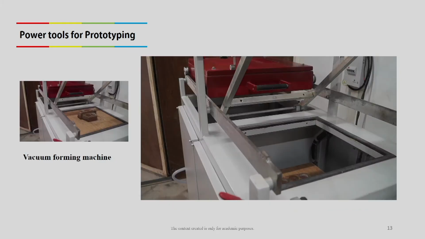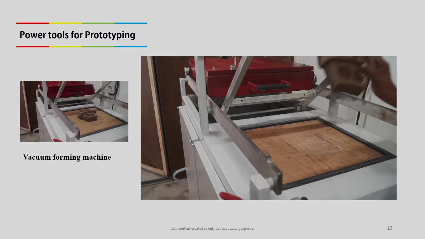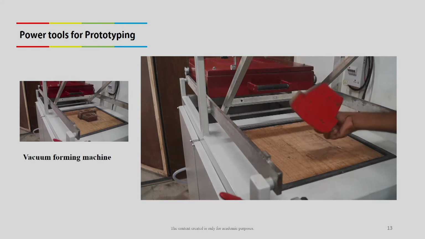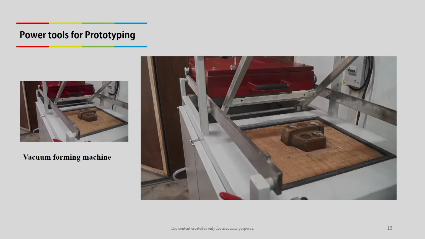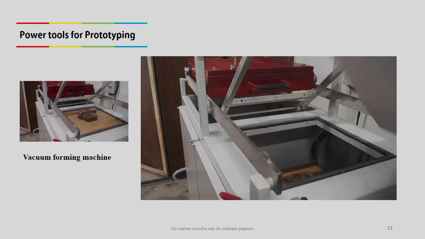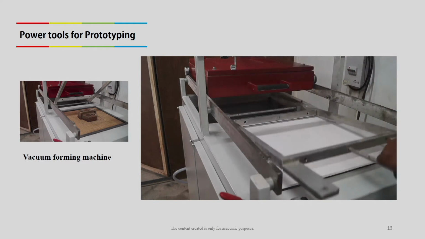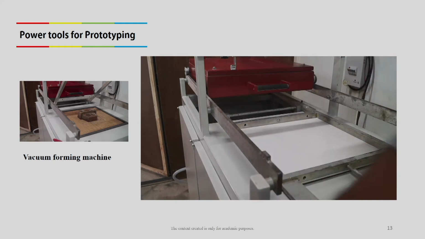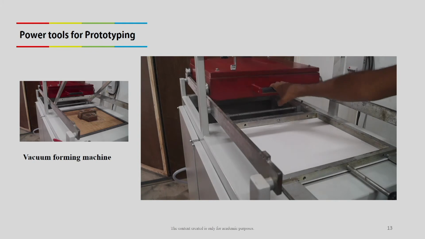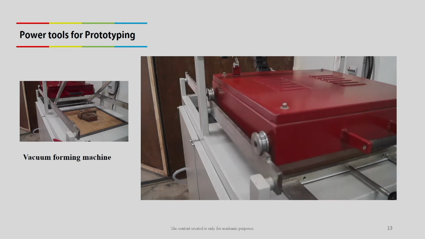Another power tool is vacuum forming machine. So, the vacuum forming machine is very important in prototyping because it gives different kind of form to plastic materials. So, this is the mold. Now, we will place the high impact plastic, that is HIP, on vacuum forming machine.